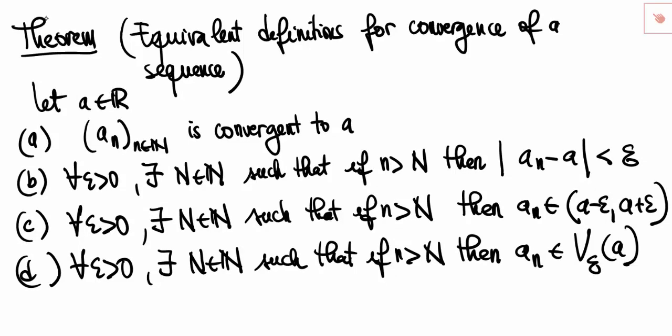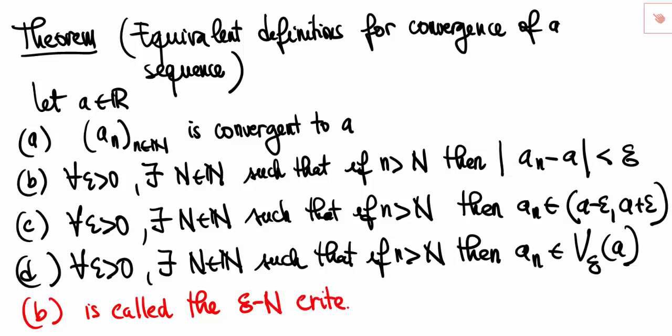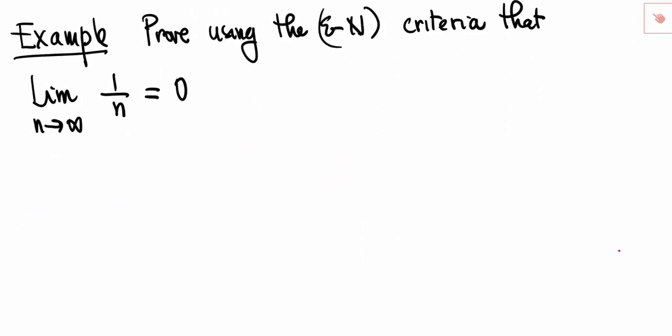Now, it is important here to remember that the B statement is called the epsilon-N criteria for convergence. And this criteria is known to be equivalent to our definition of convergence. Okay. All right. Let us now move on to an example.